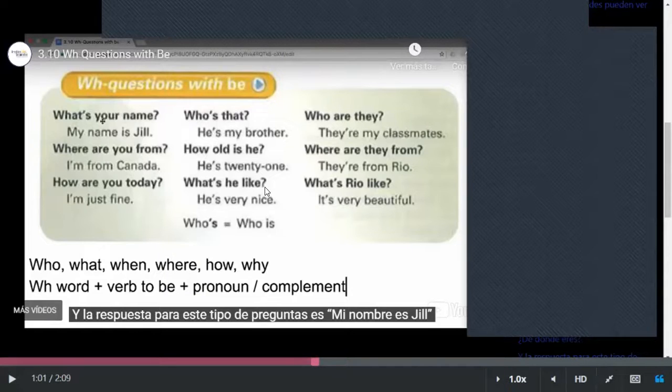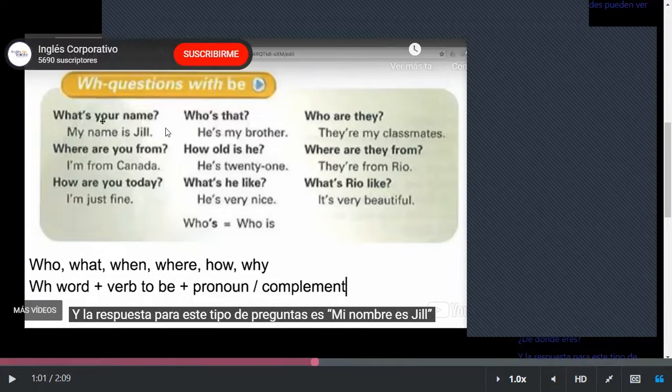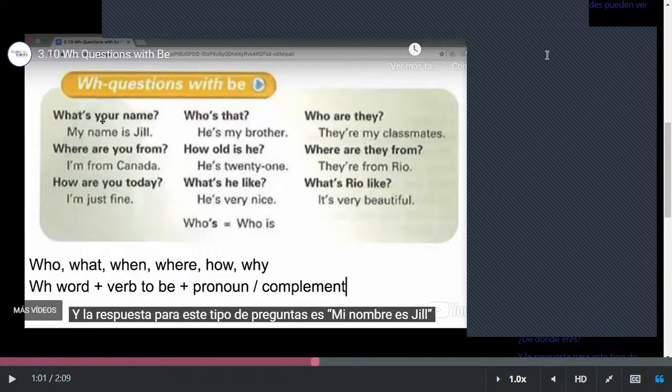A ver, ¿qué otra? How old is? How old is your dad? A ver, chicos. How old is your dad or your mom? My dad is 48 years old. Okay. Cool. Your dad is 48 years old. I understand you clearly. ¿Quién más? My mother is 45 years old. Okay, cool, excellent. I like it.